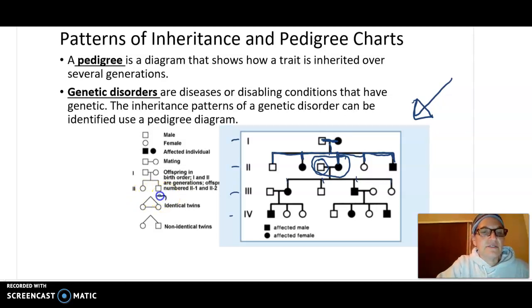This is not going to be on your assessment, but if you happen to have identical twins or non-identical twins, they would be written using the triangle here.